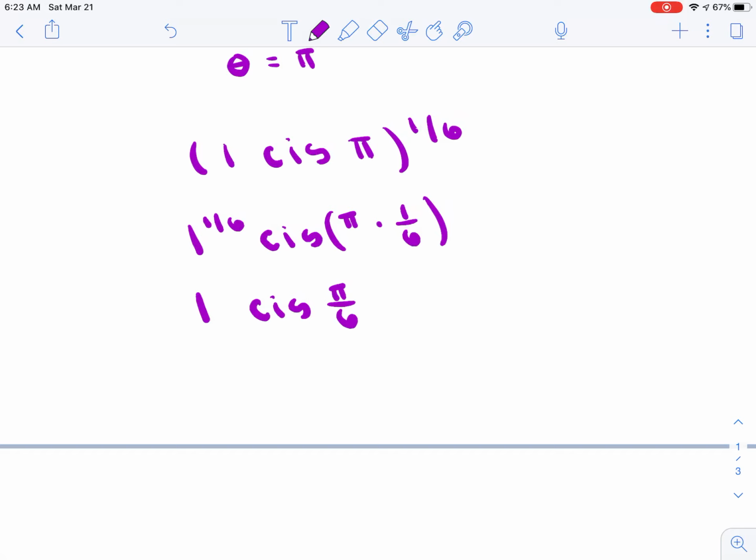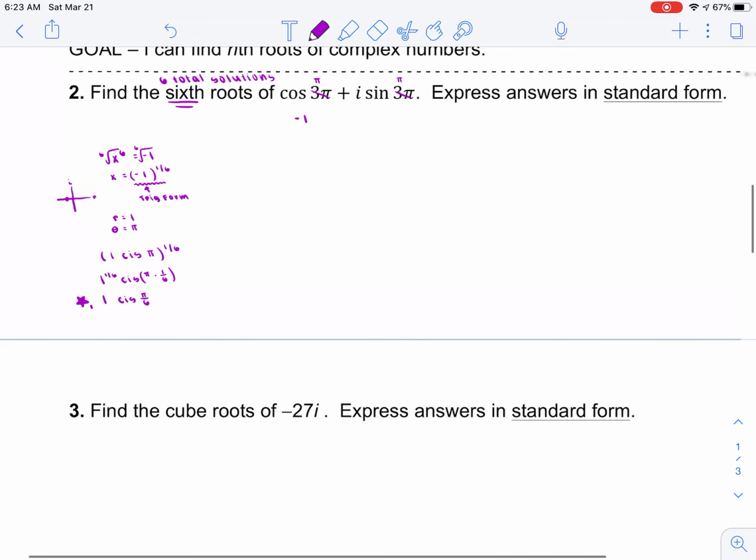We just did all of this work and only found our first solution. So this is star sub 1, because that's our first solution. That means we still have 5 other solutions to find. Well, how are we going to find those 5 other solutions? We're going to use equal spacing.